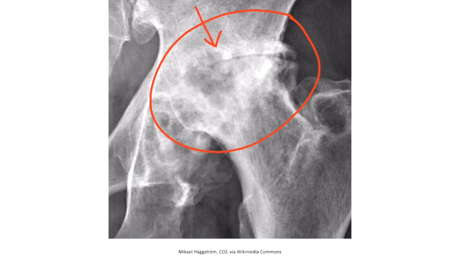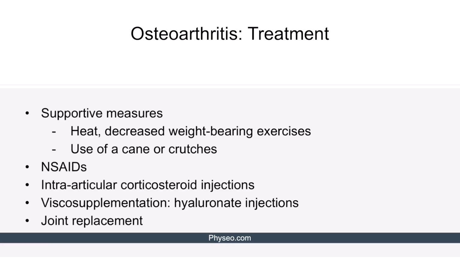Please notice the bone enlargement, which leads to narrowing of the joint space and eventual decreased range of motion. There can also be tenderness on palpation. When it comes to the treatment, supportive measures are taken. Heat application and decreased weight-bearing exercises are the first measures taken. Other ones include the use of a cane or crutches. Non-steroidal anti-inflammatory drugs are used for pain control. Intra-articular corticosteroid injections are used if the pain is more severe. Viscosupplementation may also be provided. It is the injection of a hyaluronate into the joints.